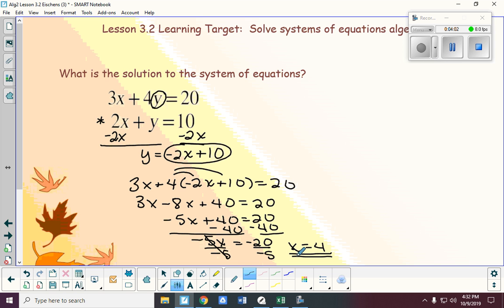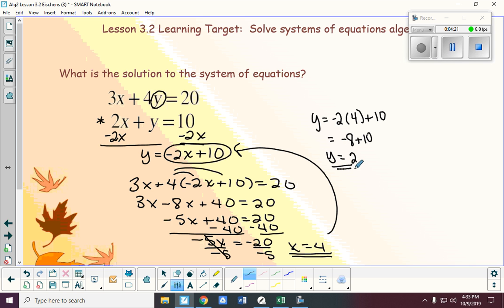And now we need to substitute that back in to find y, and again, we'll go back to where we already solved for y. So y equals negative 2 times 4 plus 10. That would be negative 8 plus 10, which is 2. And again, if you substitute those back into the equations, you'll see that you get true statements.